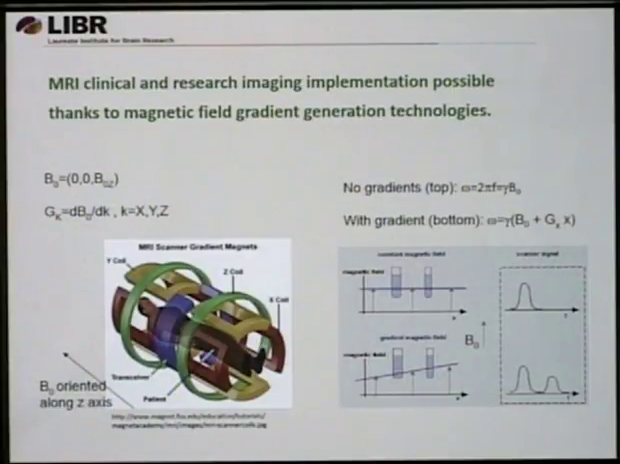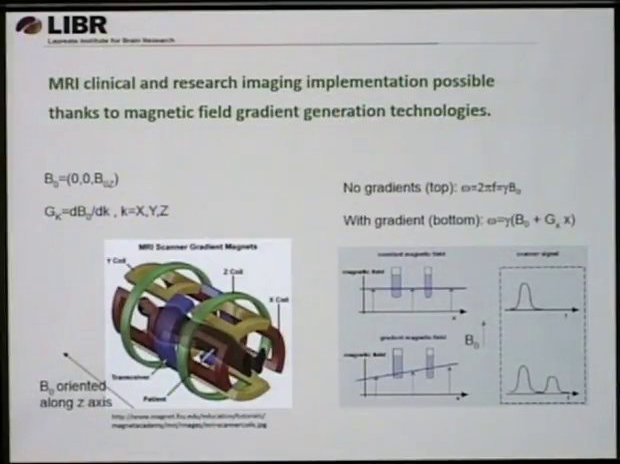So this is a cartoon used in the very famous paper when magnetic field gradients were introduced. This is a tube of water, and this is another tube of water. If I have only one field from the magnet, I cannot distinguish this tube from that tube, and I get a signal which has no dependence on the position.